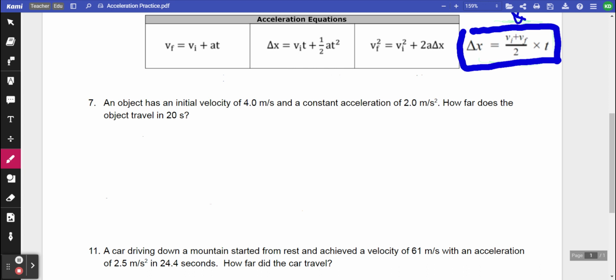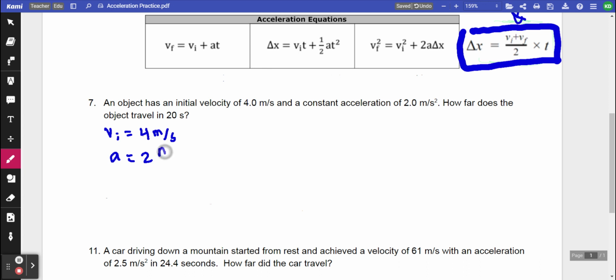And so in this question, it says, an object has an initial velocity of 4 meters per second and a constant acceleration of 2 meters per second squared. So again, I'm going to label my given information, Vi equals 4 meters per second. There's an acceleration, so I'm going to write a equals 2 meters per second squared.